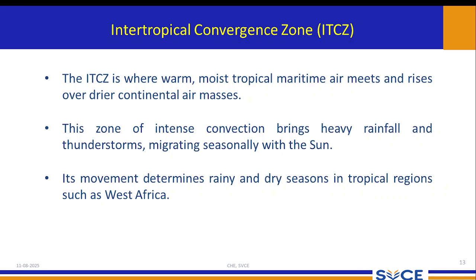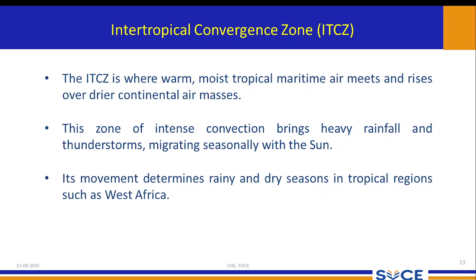Intertropical Convergence Zone. The ITCZ, the Intertropical Convergence Zone, is where warm, moist tropical maritime air meets and rises over drier continental air masses. Maritime means whenever it is related to the ocean. This zone of intense convection brings heavy rainfall and thunderstorms, migrating seasonally with the sun. Its movement determines rainy and dry seasons in tropical regions such as West Africa.